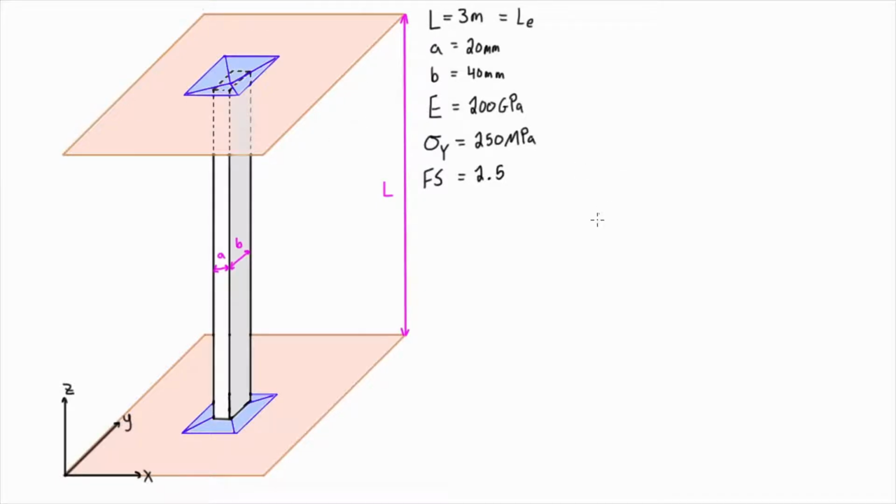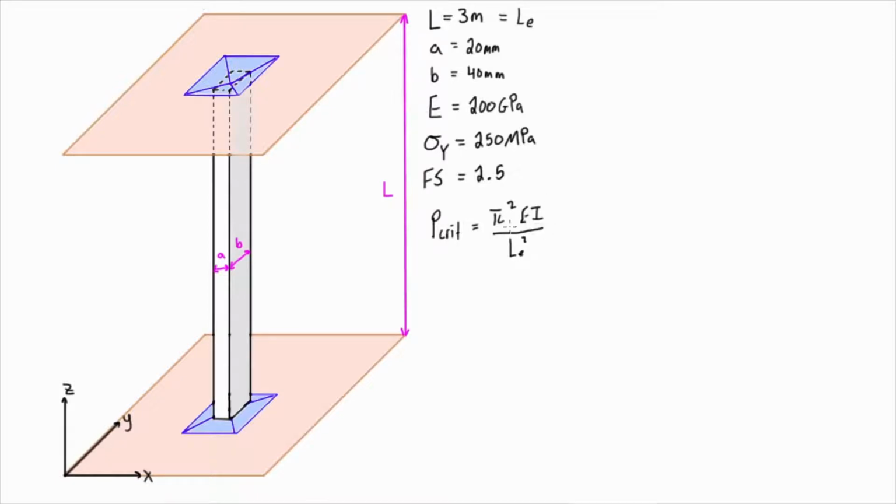Alright, the next thing that we need to do is we are going to be using this expression here. We're going to be looking for the P crit, the critical load, where the column is going to have the tendency to buckle, so that is equal to pi squared EI over LE squared.